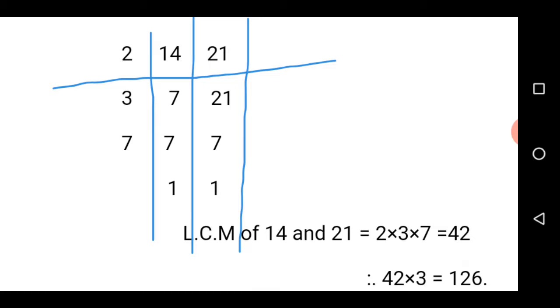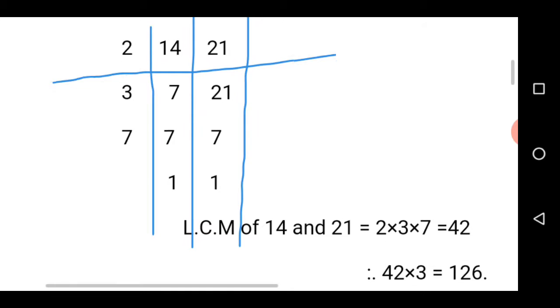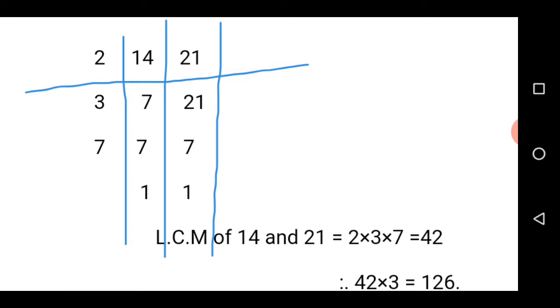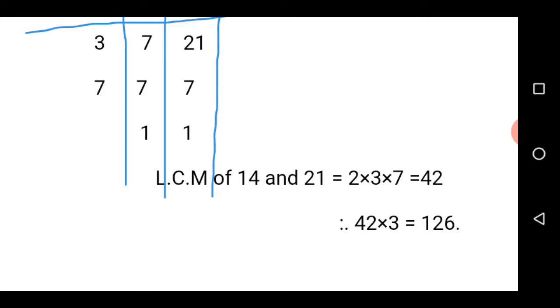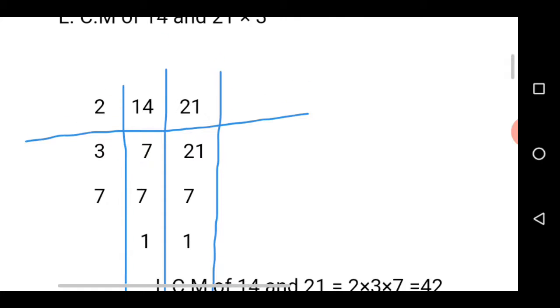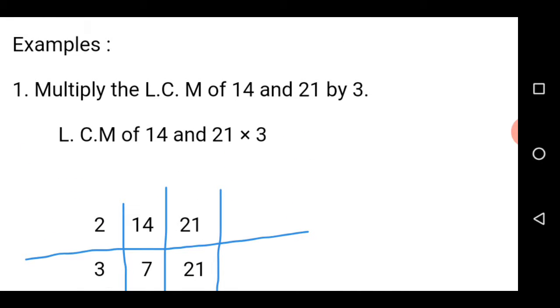So you now think of another divisor, which is 7. How many 7 are we going to get in 7 now? We get 1. How many 7 are you going to get in 7? You are going to get 1. Once you arrive at 1, you can now write out the LCM. It means the LCM of 14 and 21 is equal to 2 times 3 times 7, which is equal to 42.